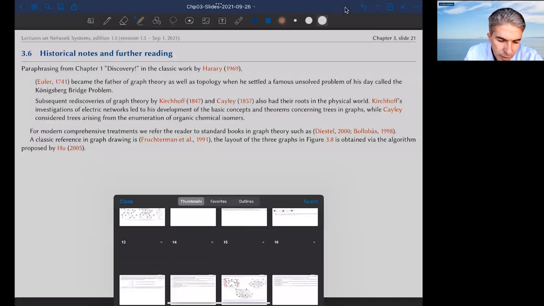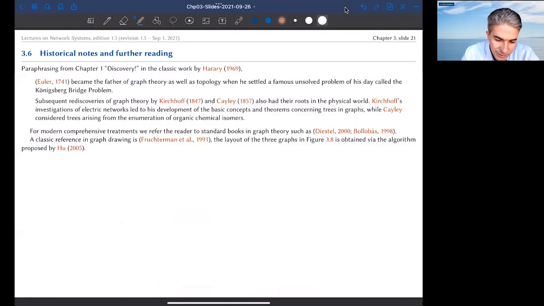So graph theory is a beautiful subject. It was popularized in the second half of the last century by the work of Frank Harary. In his book, Harary says how Euler in 1741, maybe called the father of graph theory and also of topology, settled a famous unsolved problem called the Königsberg bridge problem. You should look it up on Wikipedia. It's a fun motion planning problem.